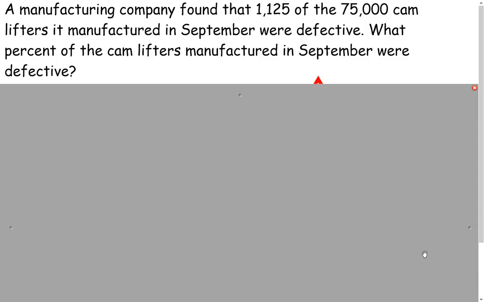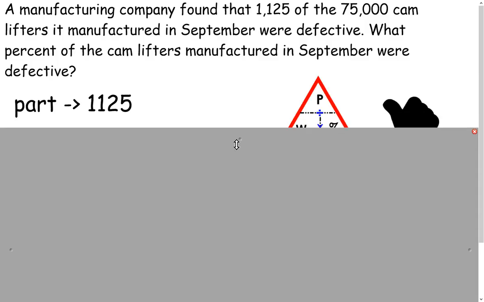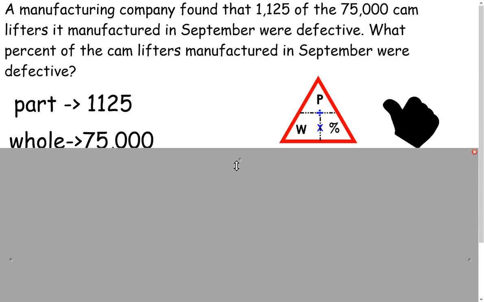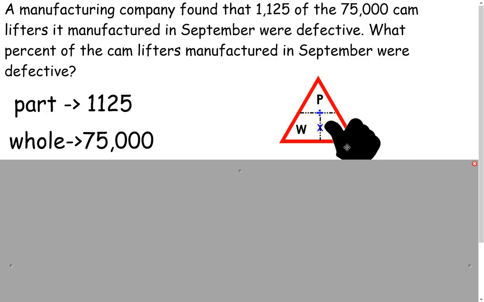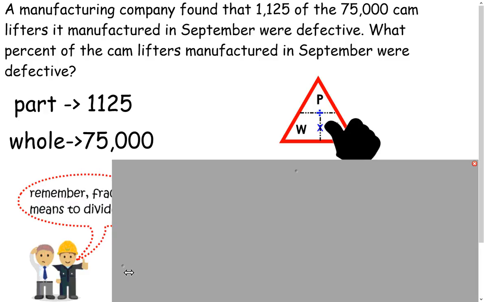Okay. Word problems are our favorite. A manufacturing company found that 1,125 of the 75,000 cam lifters it manufactured in September were defective. What percent were defective? Okay, so we've got 1,125 parts, a whole of 75,000. We're going to cover up our percent because that's what we're looking for. Looks like part divided by whole that we're finding.